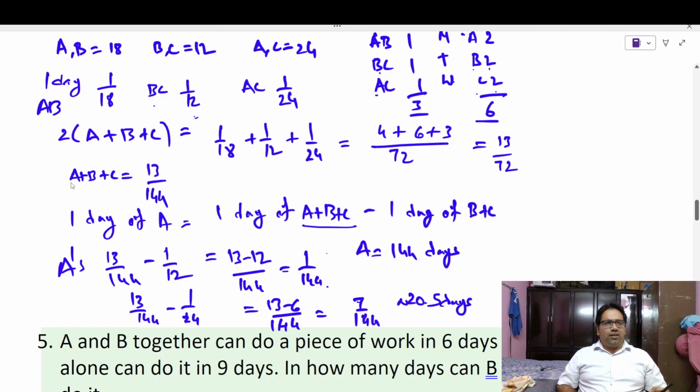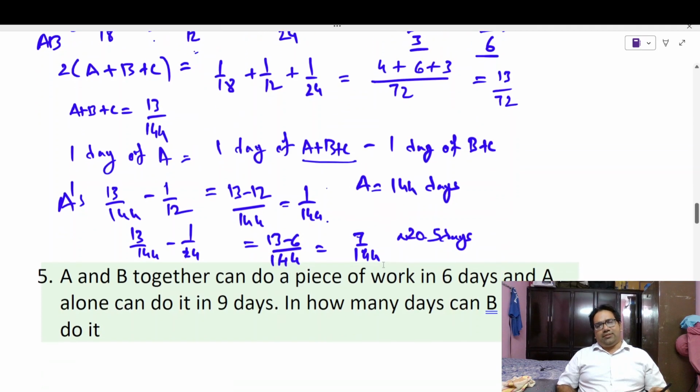That means if they had worked for 1 day only, then 13 by 144 would have been completed instead of 13 by 72. Right? Now, 1 day if all three work together, 13 by 144 would be completed. Then if A works for 1 day, it is this 13 by 144 minus whatever B and C do, which is 1 by 12, which becomes 13 minus 12 by 144. So A takes 144 days.